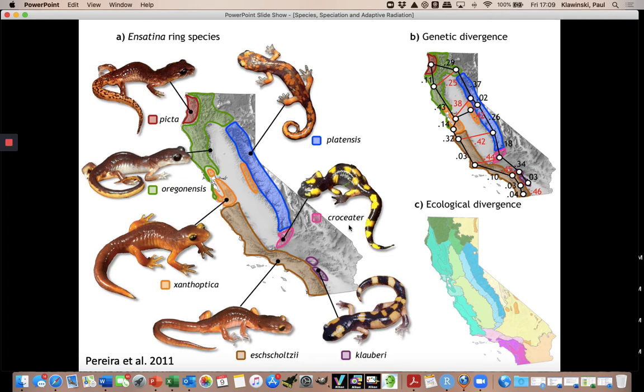But these two species down here at the bottom, the one illustrated in pink, which I'm not sure how they pronounce, croceater or something like that, and eschscholtzii, are incapable of interbreeding because they're separated by all of this evolutionary time that it took for the two arms of this species to grow down and meet here in the middle. And so this is a ring species, a continuous series of populations that are capable of interbreeding with one another, but the ones at the endpoints are incapable of breeding with one another.